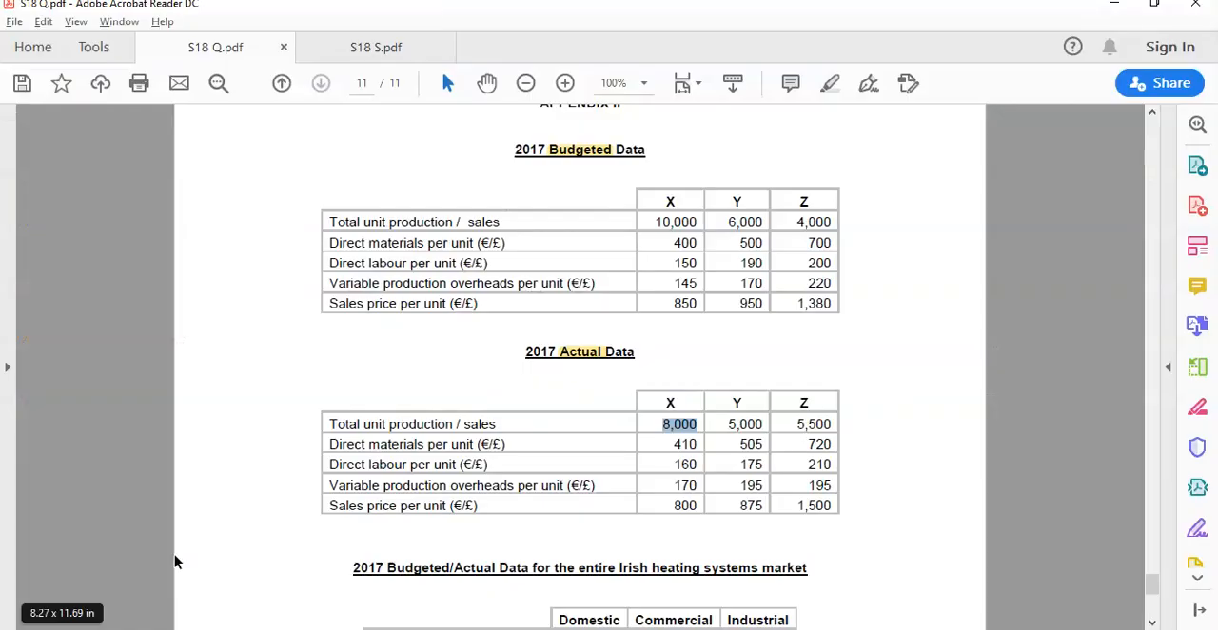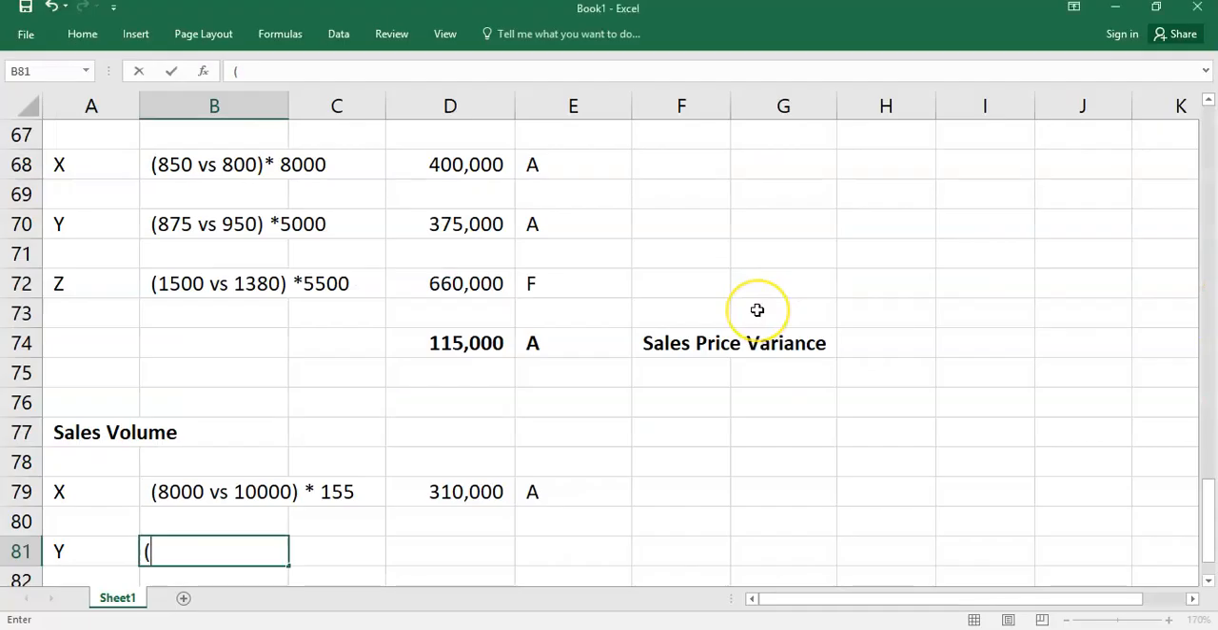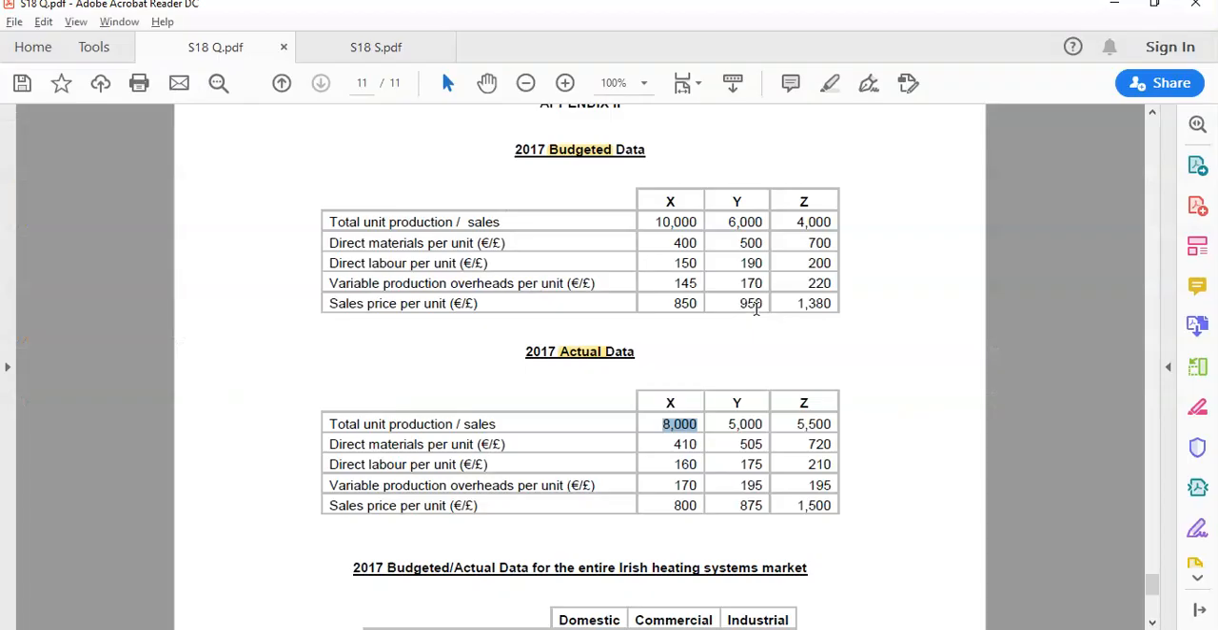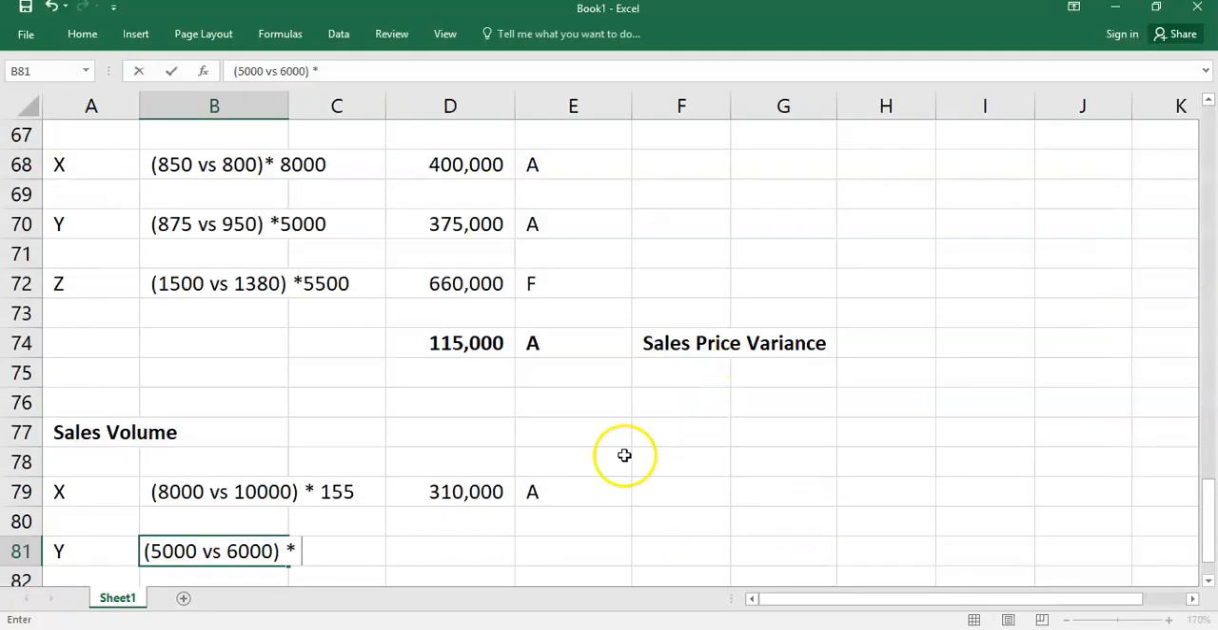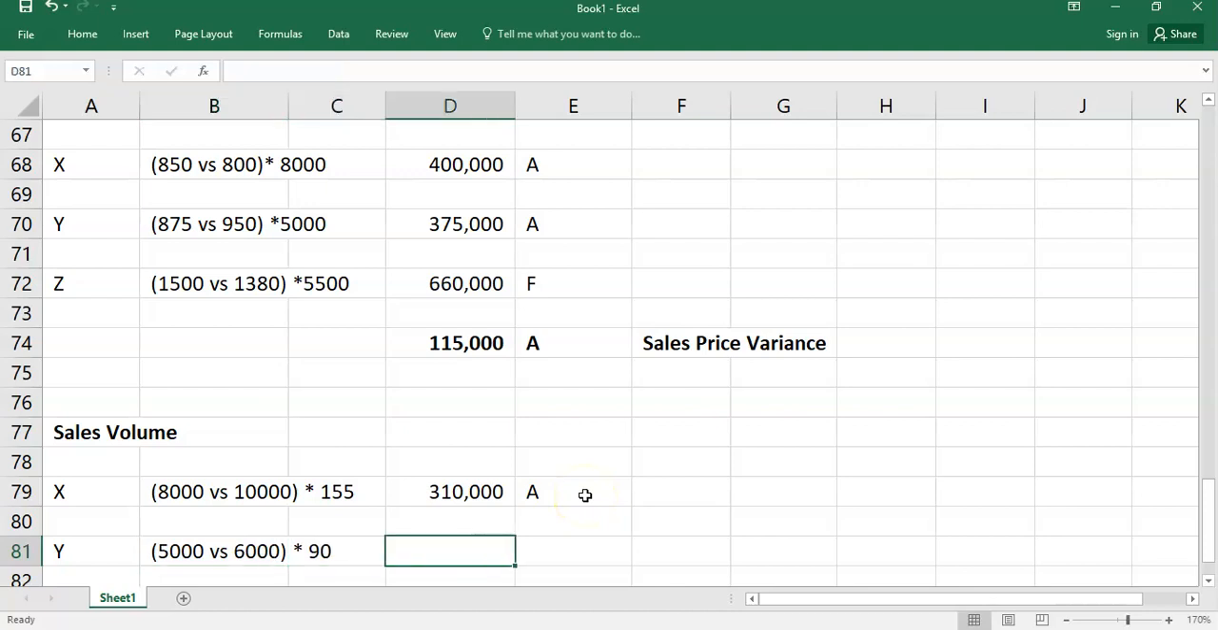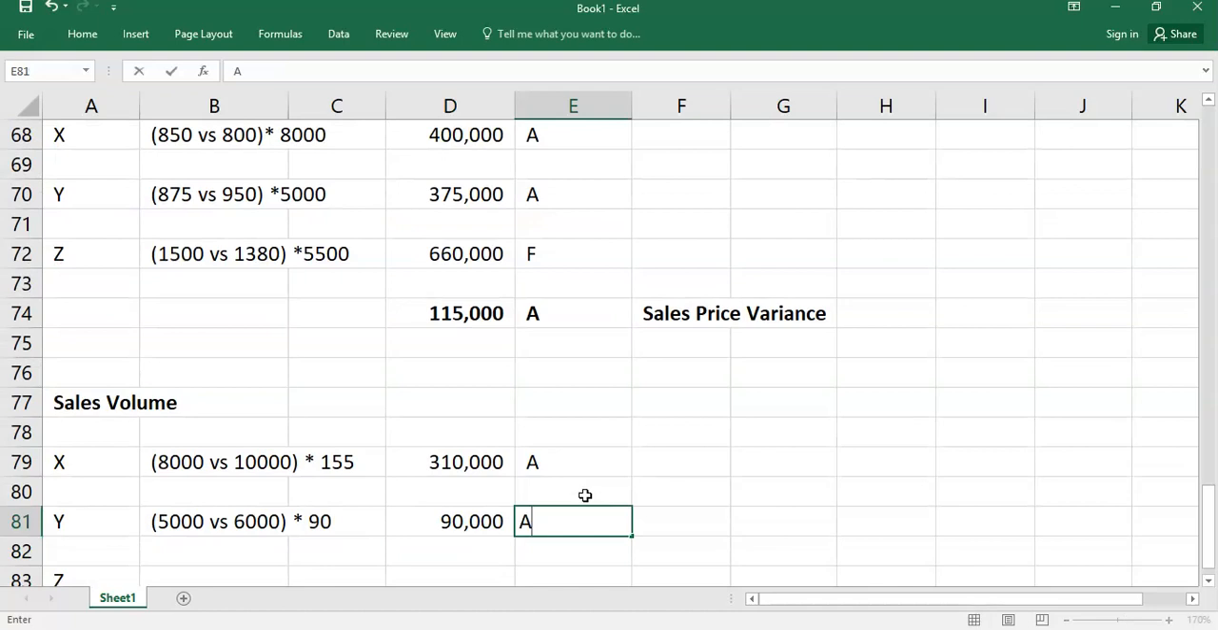Same with Y. Expected to sell 6, only sold 5. So it's going to be an adverse variance again. And your standard contribution per unit here, 950 minus 500 minus 190 minus 170. So your expected contribution per unit is 90. We're always using standard contribution per unit. The actual is not relevant here. That's relevant for the sales price variance and for all the cost variances, but it never comes into the sales volume. So that is going to be 1,000 units less than expected times 90, 90,000 adverse.